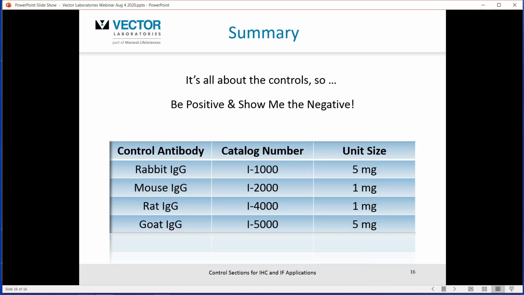Okay. I'll sum up just here. Hopefully this gave you some further insights. I feel quite strongly about running the appropriate positive and negative controls, that they're extremely relevant to get publication-worthy data. So please implement them. For those of you who may be looking for non-immune IgG, we do have some control antibodies at Vector Labs that you can use against the commonly used primary antibody species. So certainly look for those on our website.